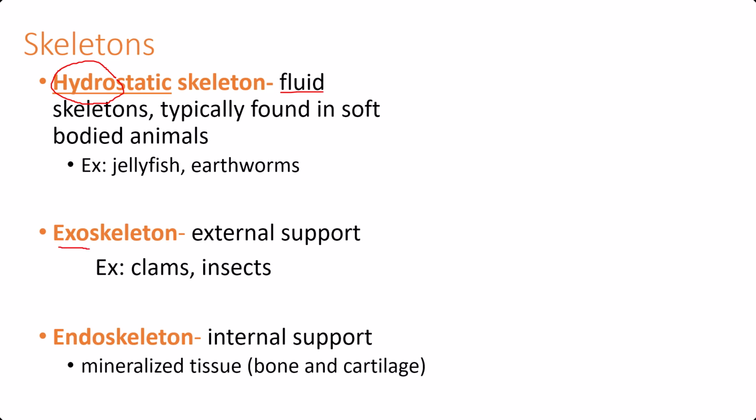Exoskeletons, exo is outside of, so these are skeletons that have external support on them. So insects, spiders, they have exoskeletons. Clams, mussels, they have exoskeletons. And then we have an endoskeleton. We have an internal skeleton, we have bone. There's other endoskeletons that are made of cartilage.